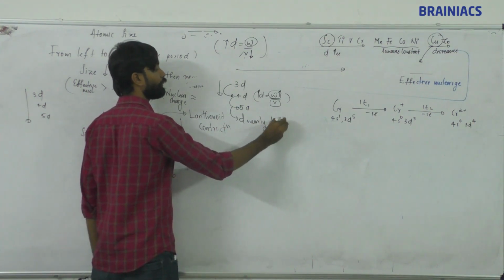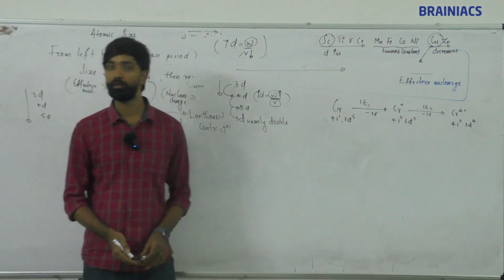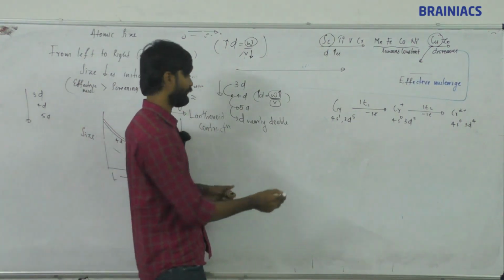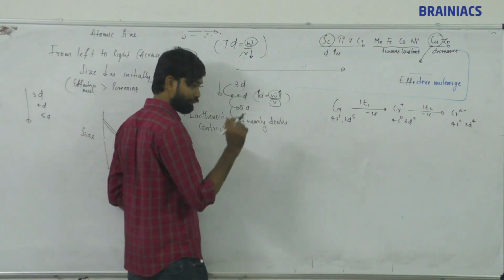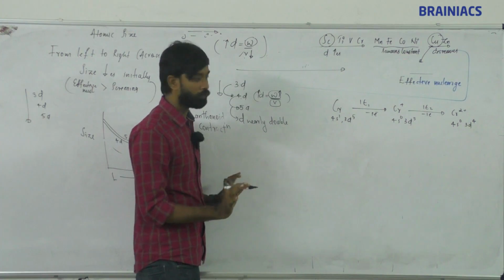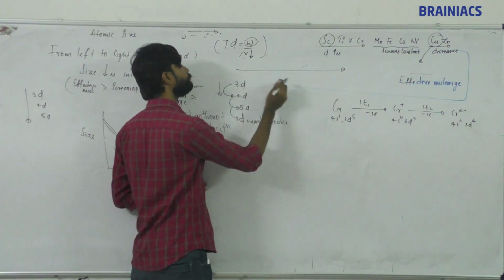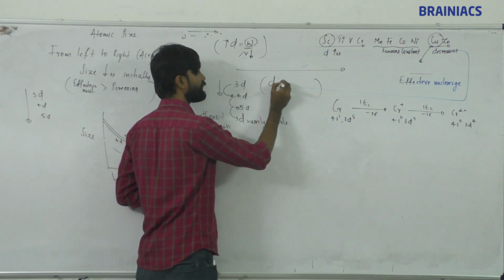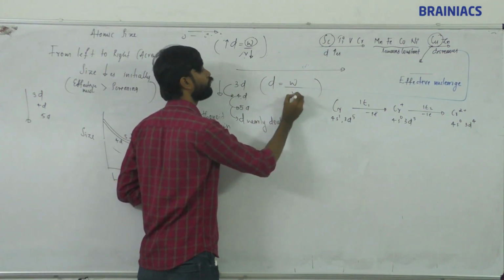The density of 5D is nearly double that of 4D. Why? Listen. From 3D to 4D, the density is normally increasing. Density is actually mass per volume.